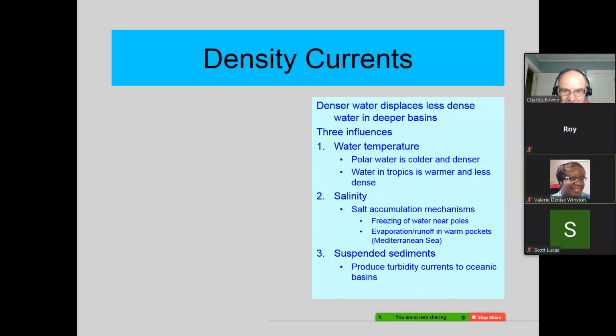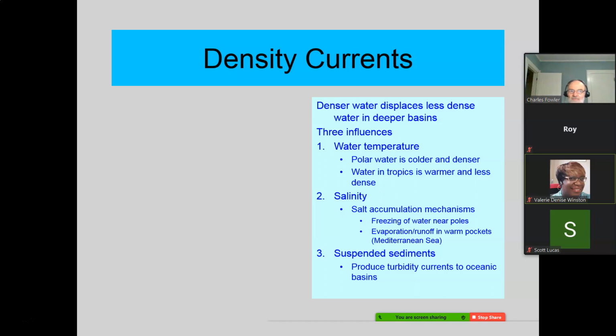Now, there's three influences here. Like I said, the major one is water temperature. Polar water, of course, is colder, and if it's colder, it's denser. The water in the tropics is warmer and less dense. So here you have polar water coming from the north, let's say in the northern hemisphere, and maybe it's shallow up there but very cold, but then you hit a deep part of the ocean, it's going to sink and go down and push the warmer waters up.